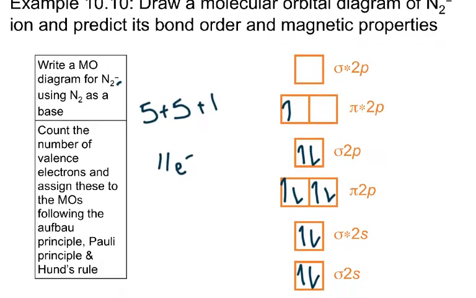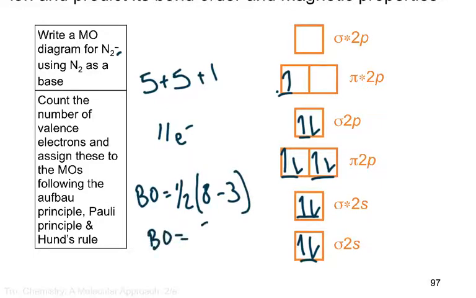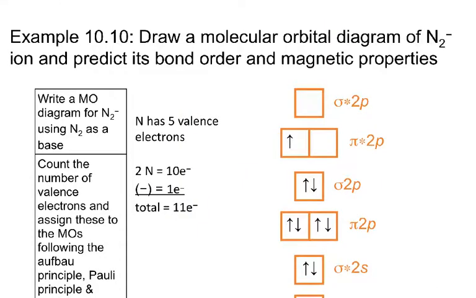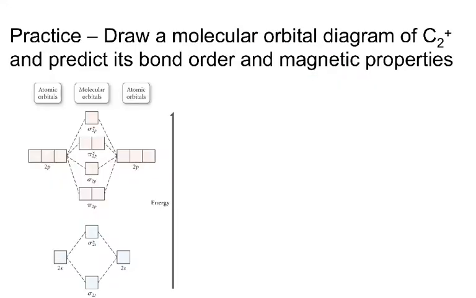And then it says predict bond order and magnetic properties. So our bond order is going to be 1/2 times our bonding electrons, 2, 4, 6, 8, minus 2, 3 antibonding. So 8 minus 3 is 5, and our bond order is 5/2. I didn't have the final answer on there.